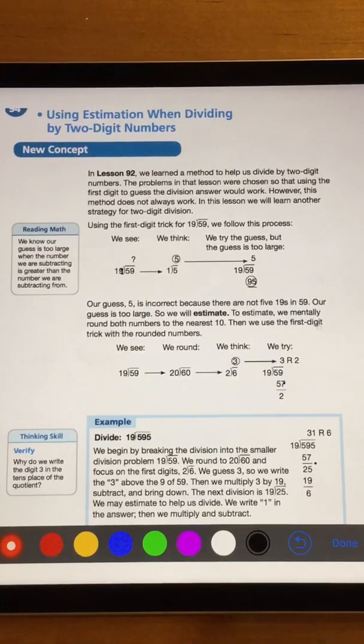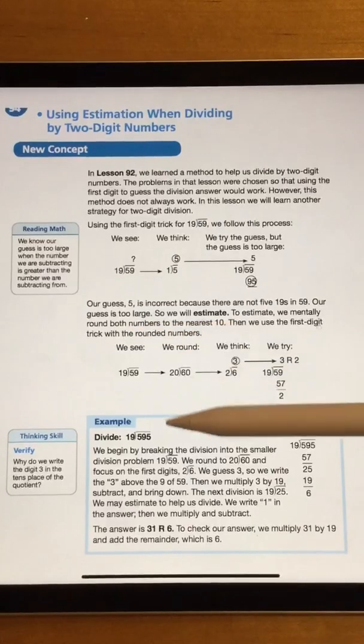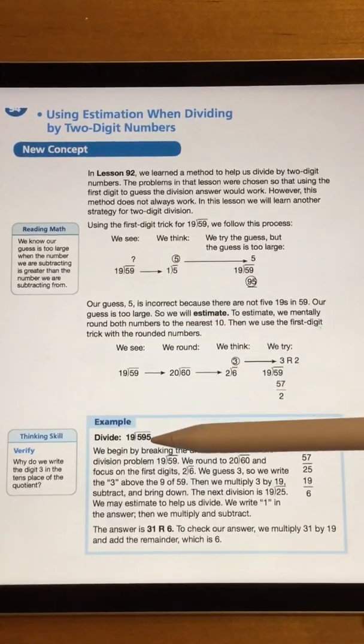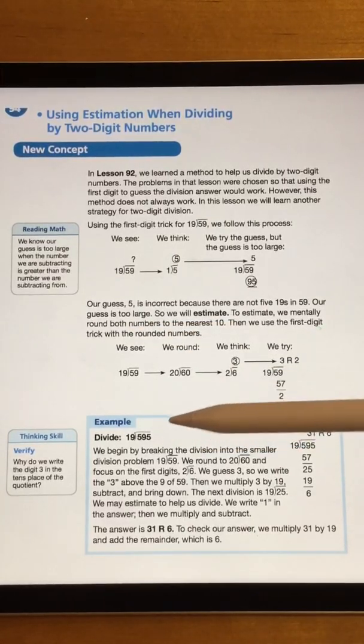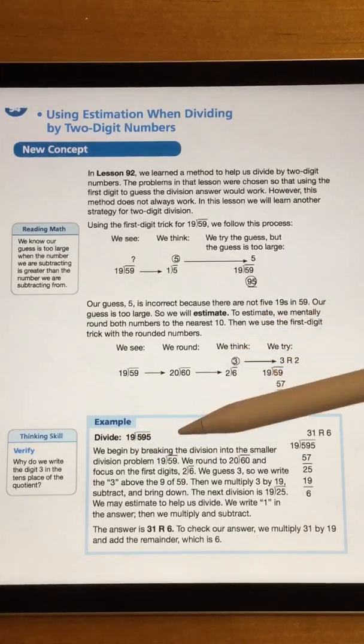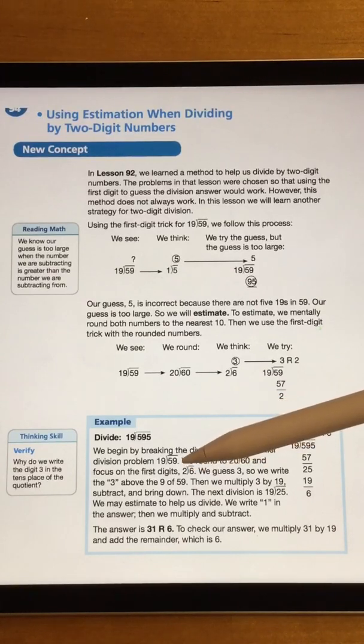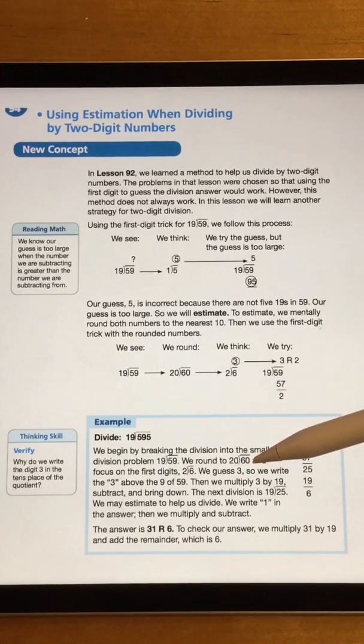Now, as we look at our next problem, we are adding a digit. So we have a 3-digit dividend, 595 divided by 19. Well, we do the same thing. We break it down into a smaller problem. We have our 59 divided by 19. We turn that into 60 divided by 20. We know that we multiply the 3 first. 19 times 3 is 57.